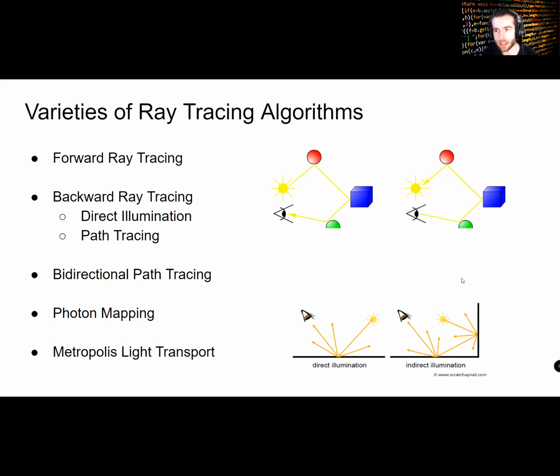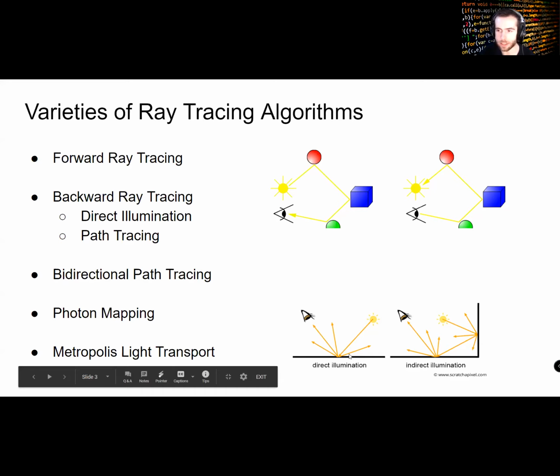And then within that, there's two major approaches: direct illumination and path tracing. Direct illumination is basically you trace a ray from the camera into the scene, and then the first object you hit, you try to calculate the lighting on it. And then with path tracing, you actually continue bouncing that ray around until you eventually hit a light. Direct illumination is obviously a little bit quicker to compute. Indirect illumination is slower, but you can capture things like color bleeding.